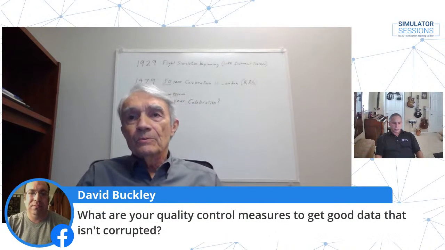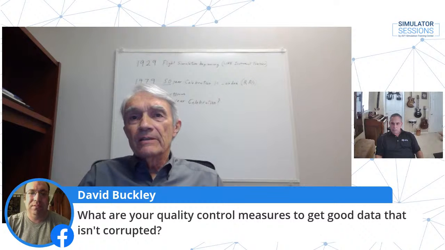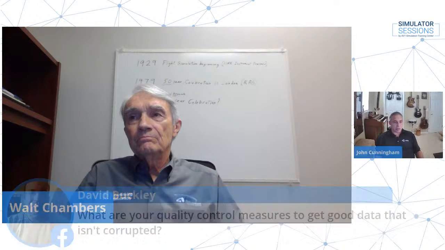John, one of the questions that came up was what are your quality control measures to get good data that isn't corrupted? I'm not the right person to ask that question to. We have folks on our team. In fact, Chris Harden here in Orlando leads our AI team. What I can do is take that question back and try to get you an answer. I don't know how they handle the data, but I hear that question a lot, and I know there's answers to it. I'm not the right person to answer that.